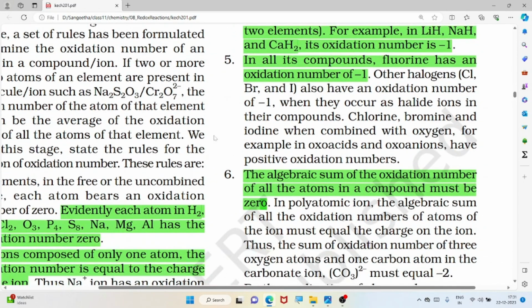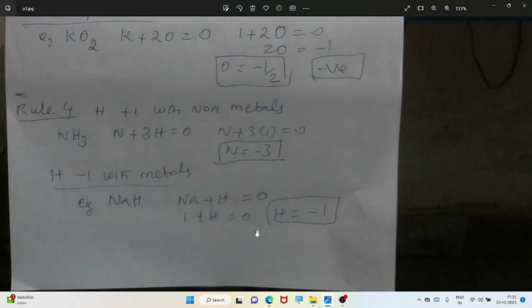Rule number 5: in all compounds, fluorine is negative 1. The other halogens, chlorine, bromine, and iodine, also have negative 1, with the exception of when they are combined with oxygen, for example in oxoacids and oxoanions, where they have positive oxidation numbers. That is rule number 5.